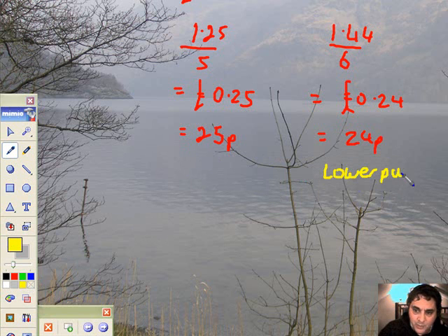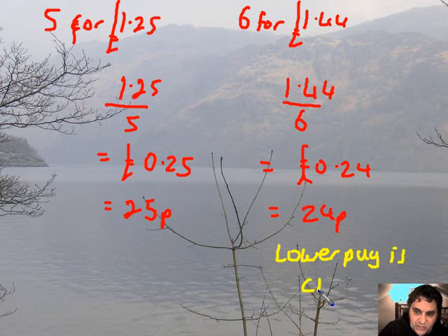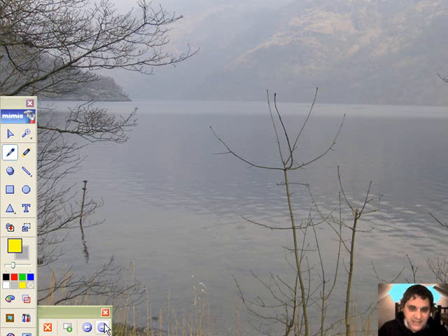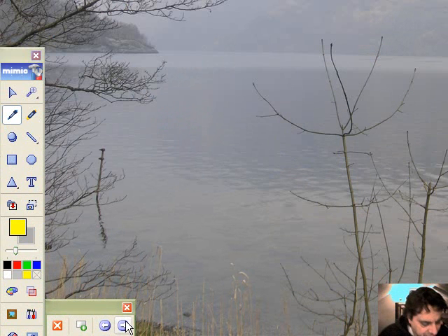Lowerpay is cheaper. Is that alright? Notice how I craftily flipped over to yellow there, but I think it shows up better anyway. So that's that one done. Question 9's done. I rather fancy question 10 for some reason. I just saw it earlier before I was planning for this video, and now I'm going to go for it.